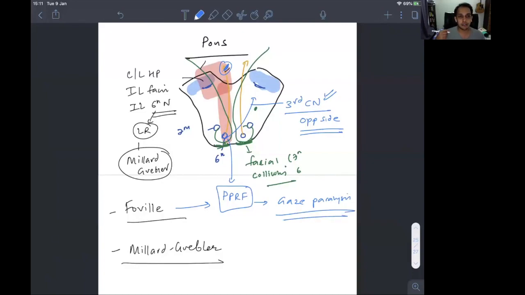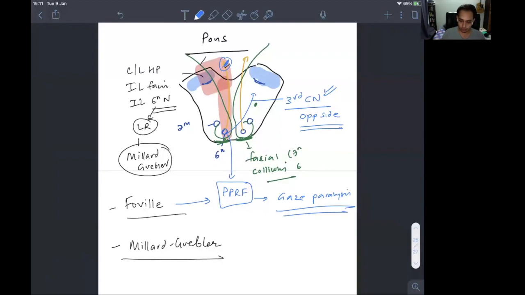So in Foville syndrome, you have trouble looking towards that side with both eyes, whereas in Millard-Gubler, only that eye has a problem. The other eye is able to look to that side. Okay, so that is the main difference between these two. And of course, both of them will have contralateral hemiparesis and facial nerve involvement. So that is the same for both.